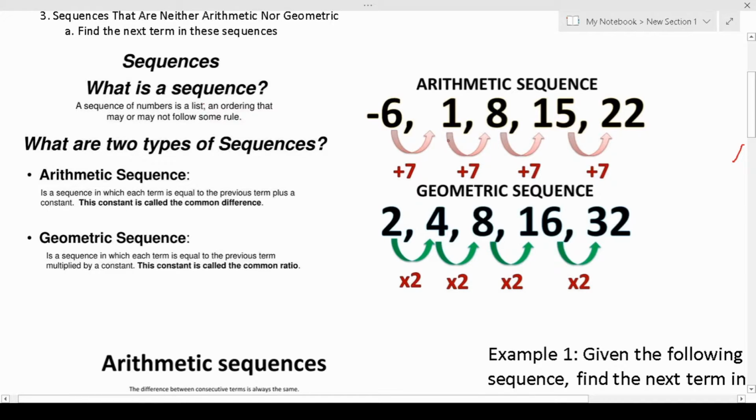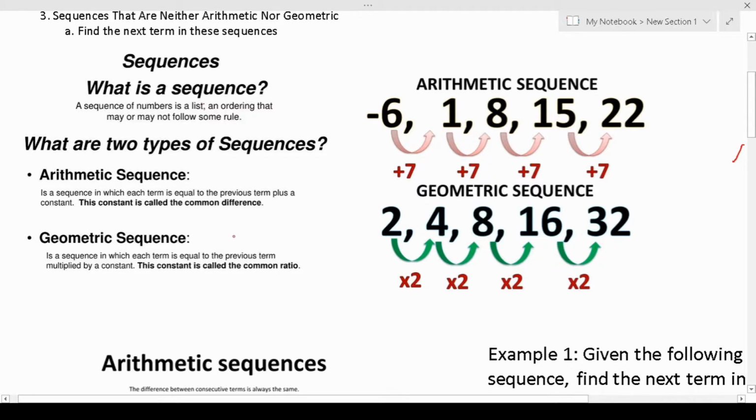An arithmetic sequence, as we can see, is a sequence in which each term is equal to the previous term plus a constant. And this constant is referred to as the common difference. If we look at this example right here, we can see that we have a sequence, which is just this list of numbers. And in order to go from -6 to 1, we add 7. To go from 1 to 8, we add 7. To go from 8 to 15, we add 7. And to go from 15 to 22, we add 7. As we can see, this common difference is the same between each pair of numbers. And so it is a constant, and that would make this an arithmetic sequence.